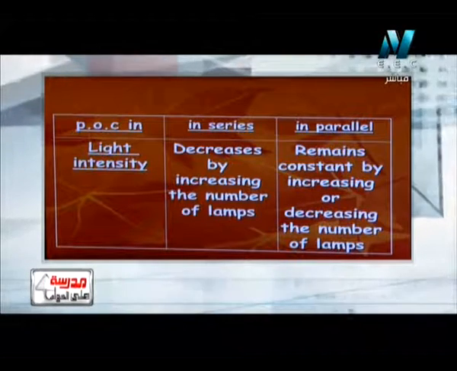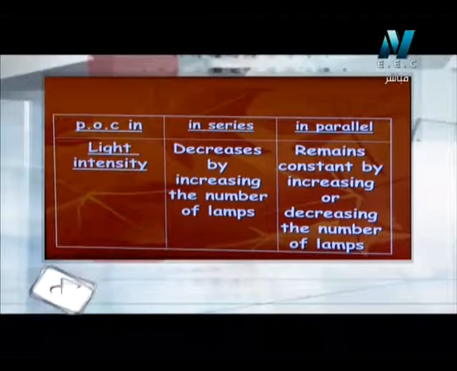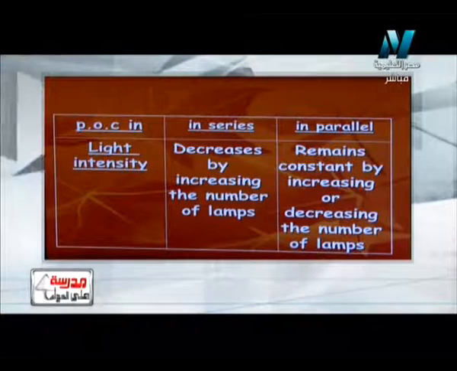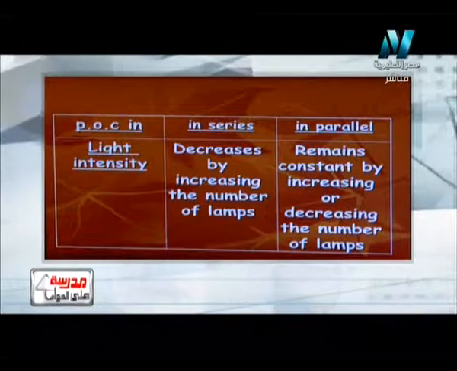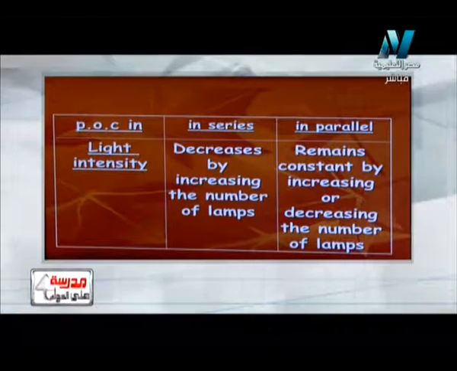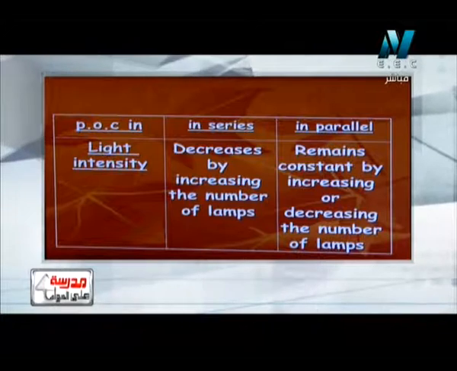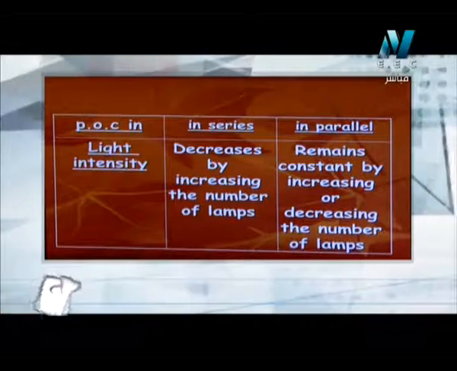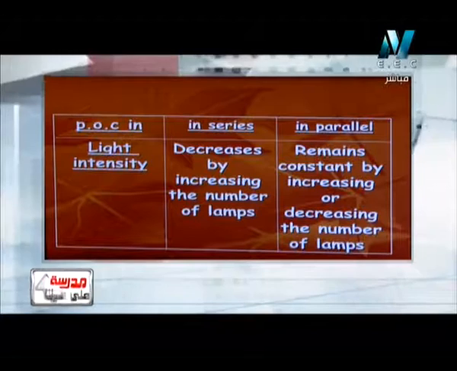نعمل مقارنة بين الاثنين، مقارنة مهمة جدا. أول بوينت هتكلم فيها عن ال parallel series light intensity أو شدة الإضاءة. In series, what happened? In series, light intensity decreases by increasing the number of lamps. الإضاءة بتقل كل ما بزود عدد اللمبات. ليه؟ لأن عندي one route only for the electric lamp.